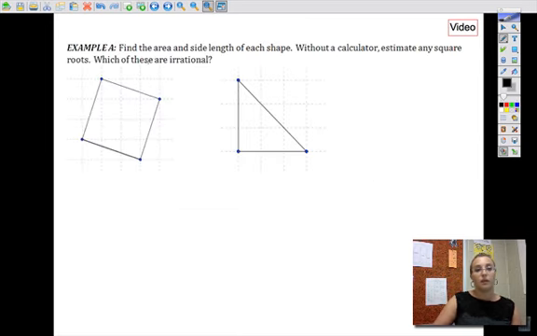So in our first example, we're going to find the area and side length of each shape. We're going to do a square first. Squares are easy. How we want you to do this at first is we just want you to use the boxes. From here to here to here to here is a box, and we're just going to call that one square unit. So we've got 1, 2, 3, 4 of those.